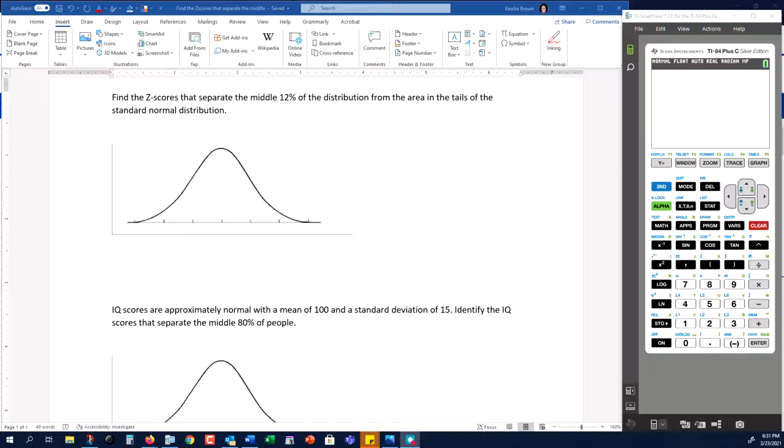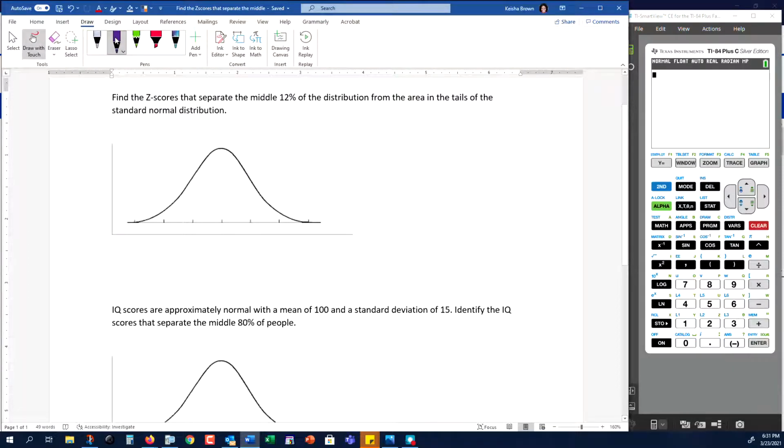In this video, we want to calculate z-scores and random variables that separate the middle percentage of values. In the first problem, we are looking at finding the z-scores that separate the middle 12%.